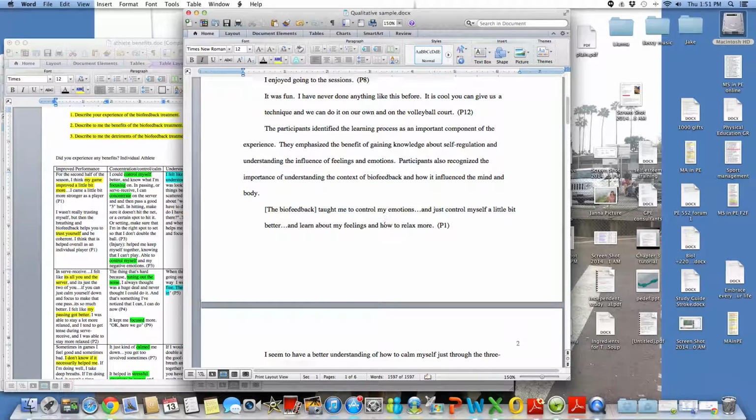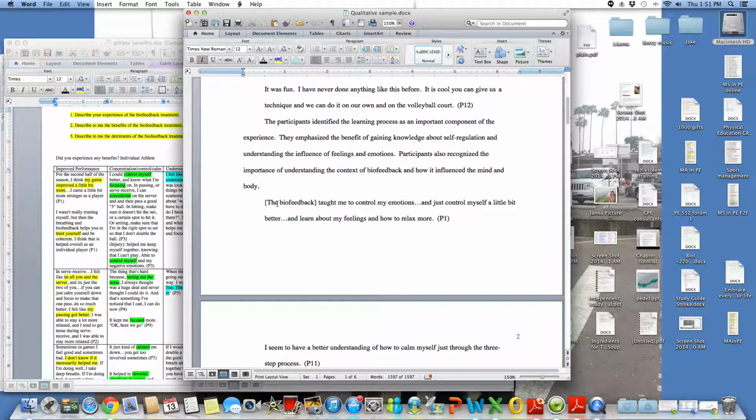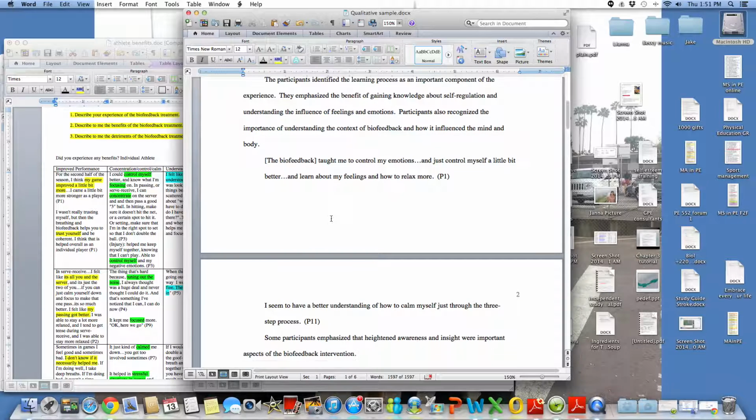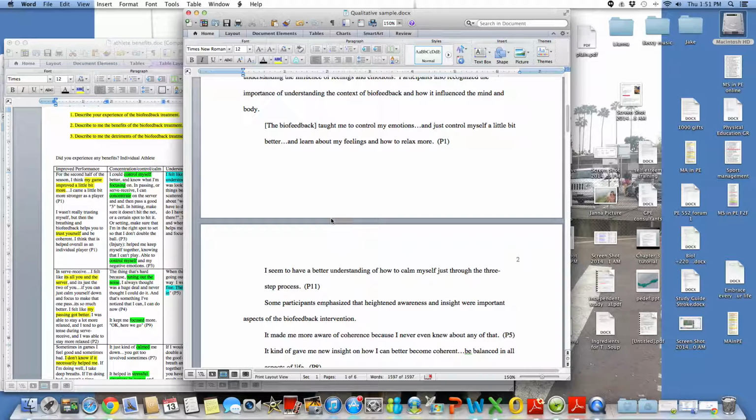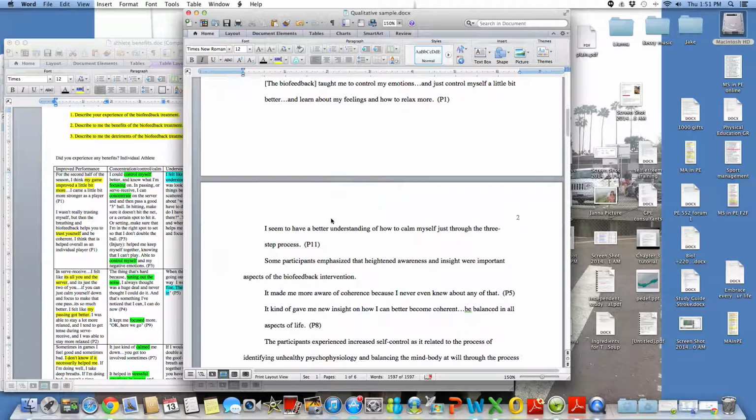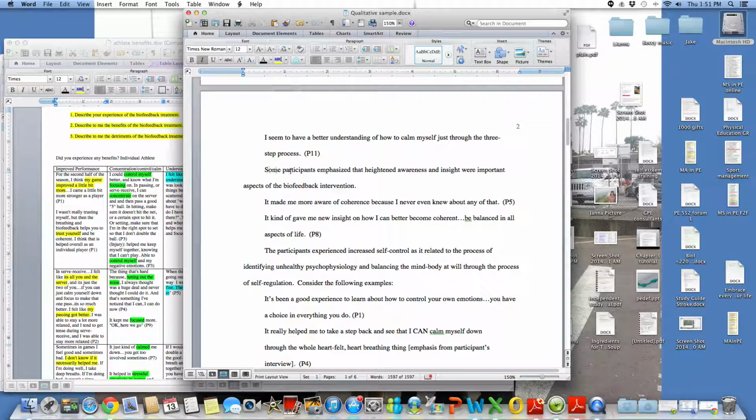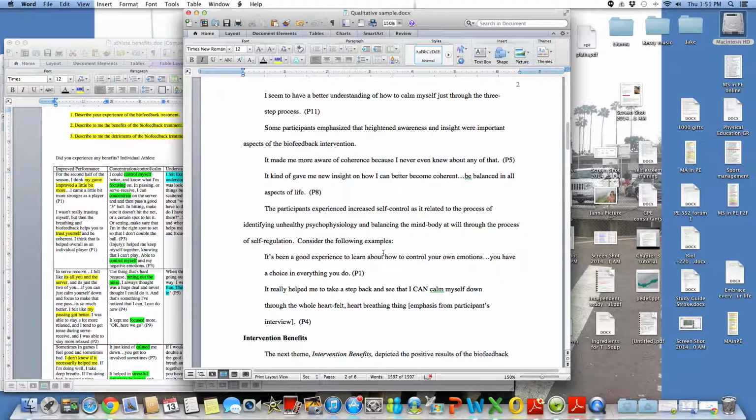If you find that you need to add information to make the quote meaningful, then you can put that within brackets here. So this is how the author wrote the first component or the first theme. And then this was one of the sub-themes that was noted as well. And then the author is writing about those sub-themes and continues on until this first theme is completely discussed.